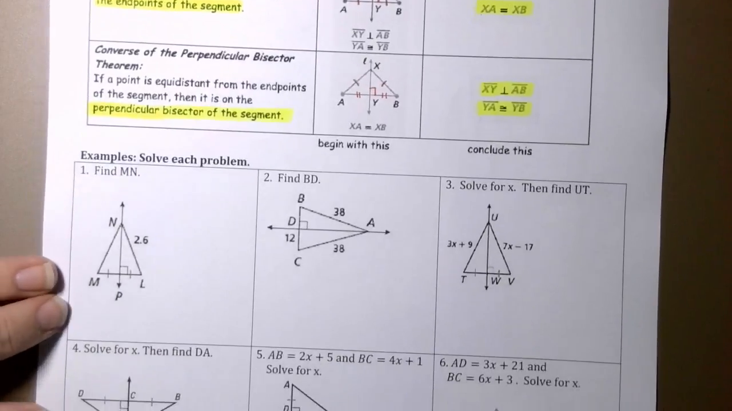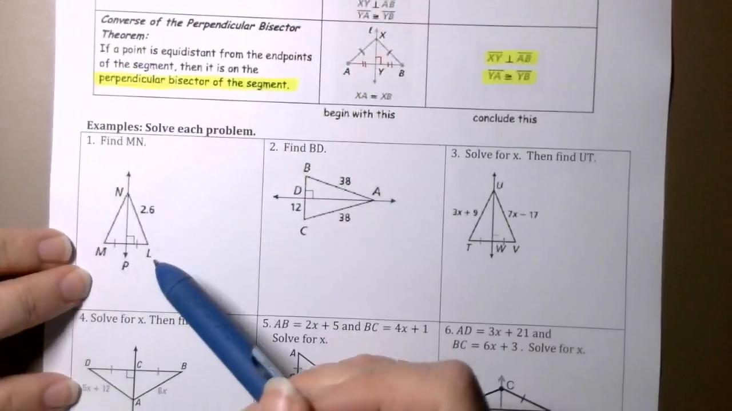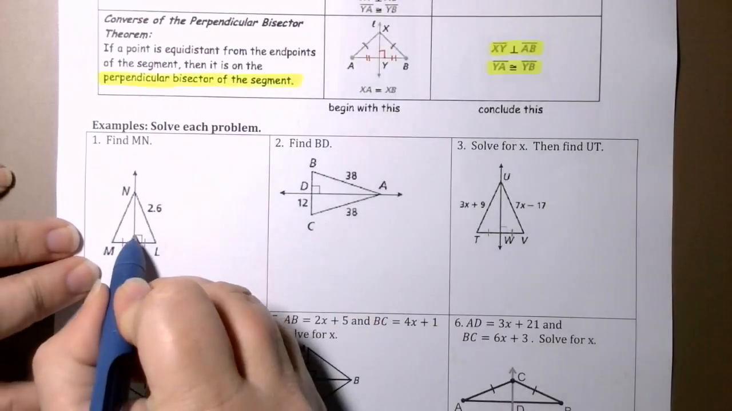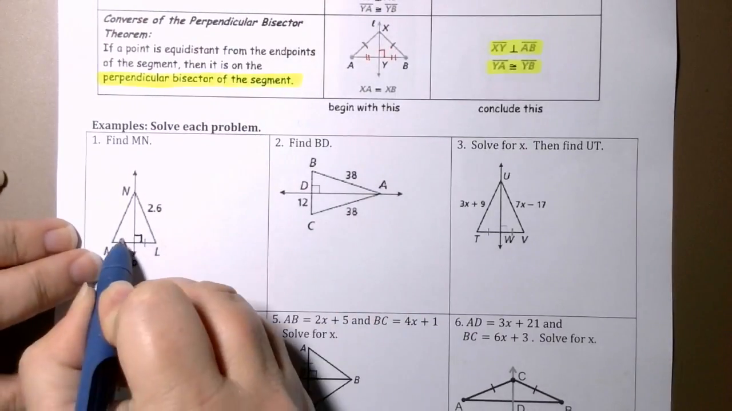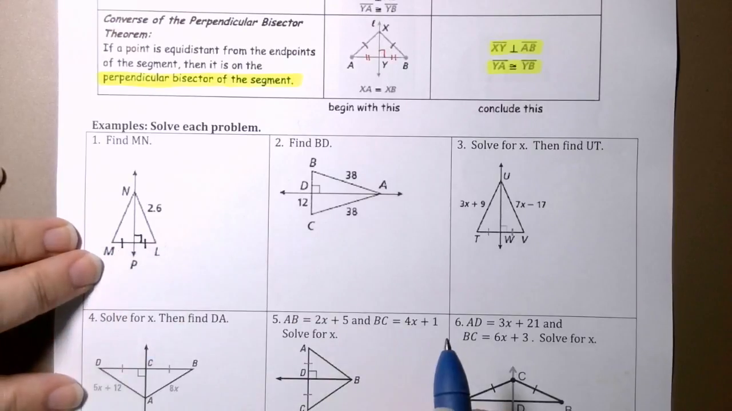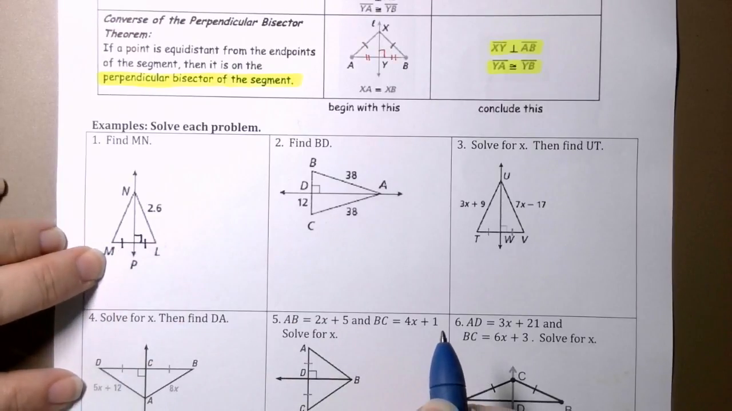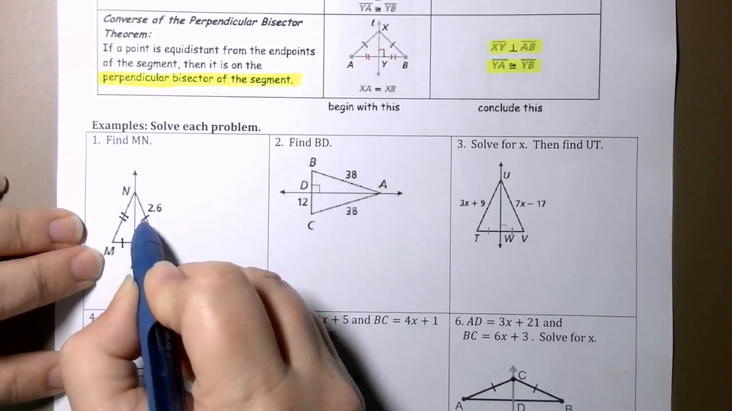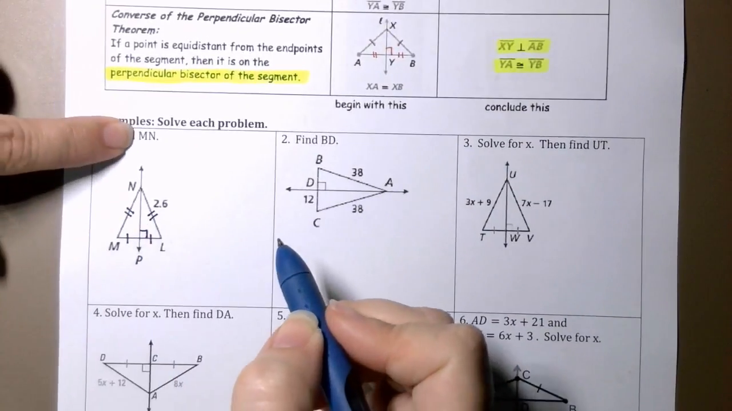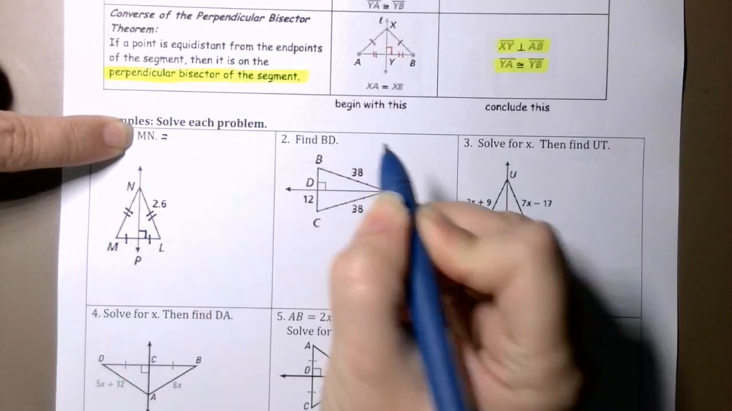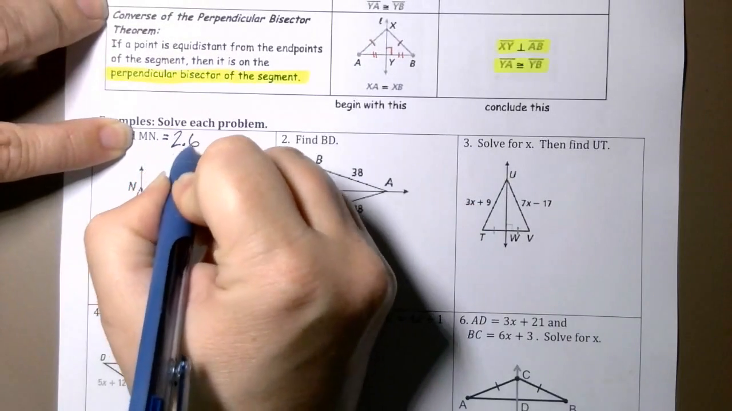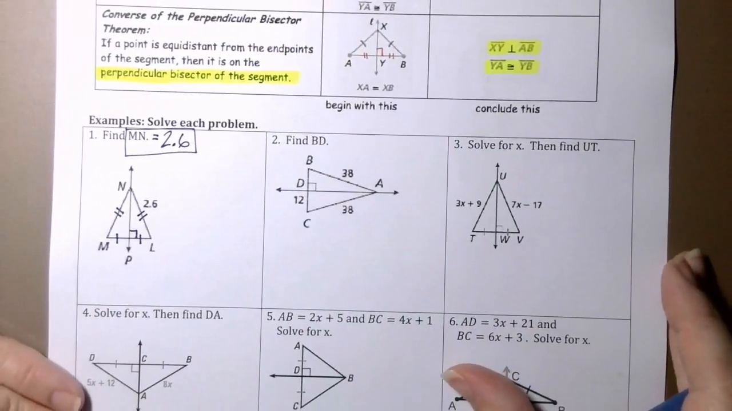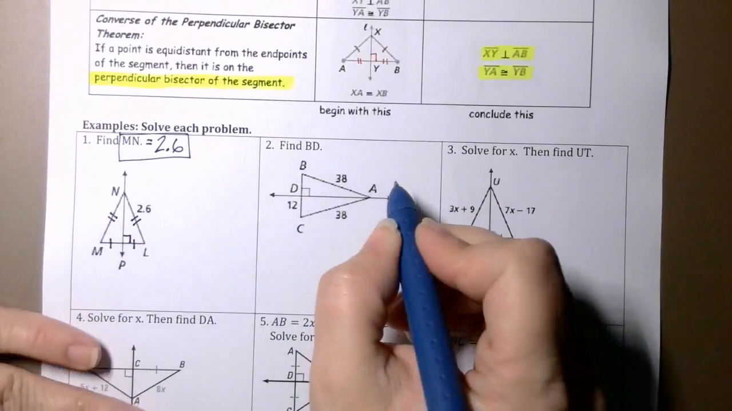Yeah? All right, do I have a perpendicular bisector? It is perpendicular, yes. And these two are congruent, which means it's a perpendicular bisector. It's cutting it in half. So that means this side is congruent to this side. So what is MN going to equal? 2.6. Easy peasy.